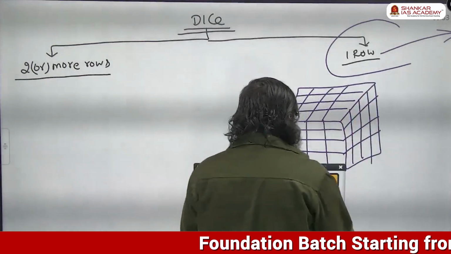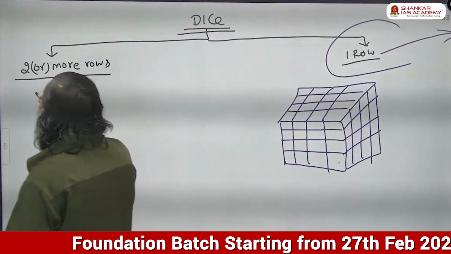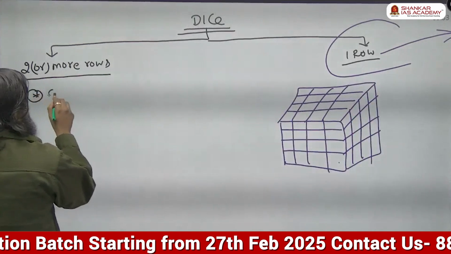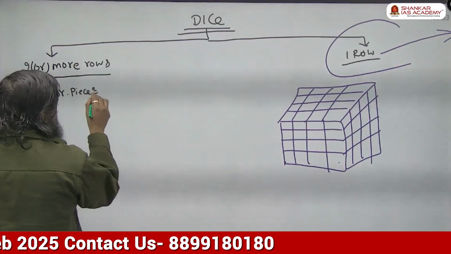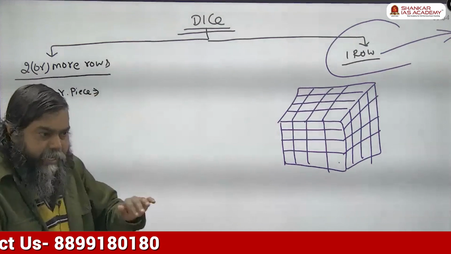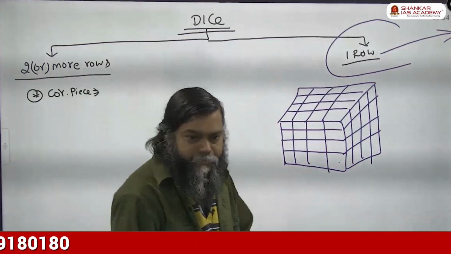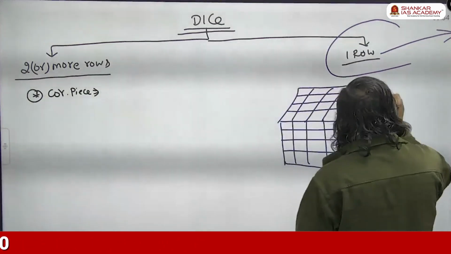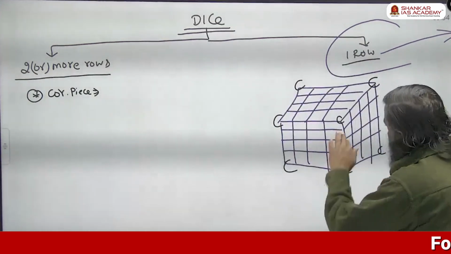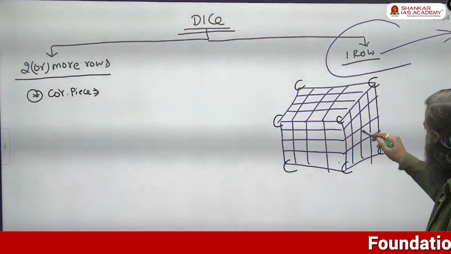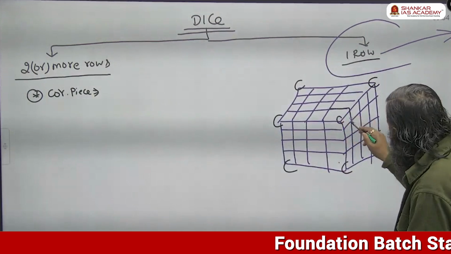Now listen. If any piece is lying in a corner, that is called a corner piece. So this is a corner piece, corner piece, corner, corner. That side is not visible. Take this corner. This is one corner piece.